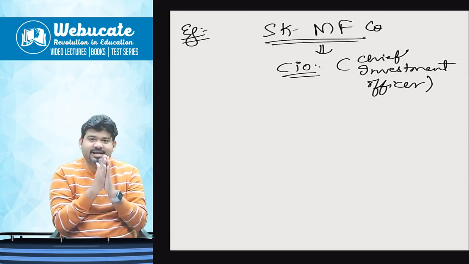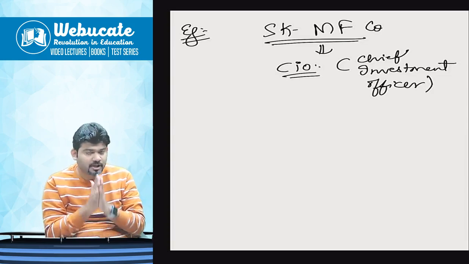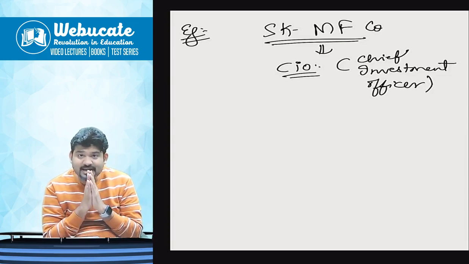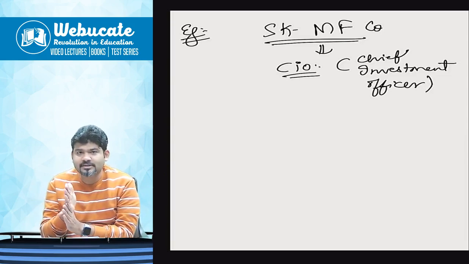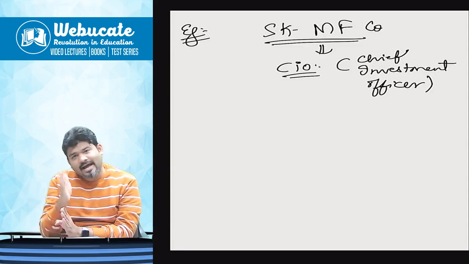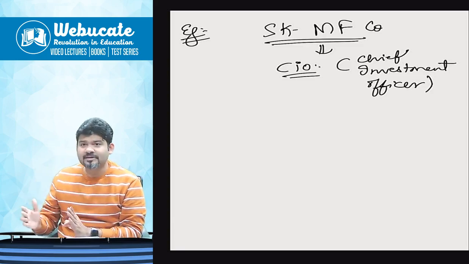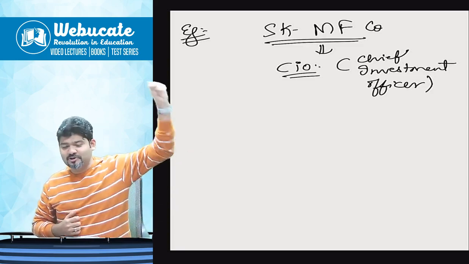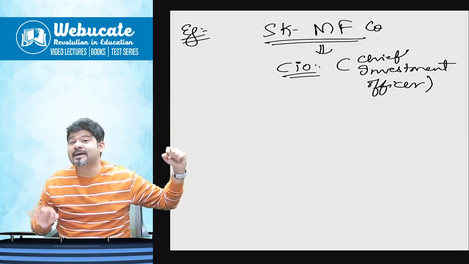The NAV per unit is updated by the mutual fund company at the end of trading session every day. The trading session, 9:15 to 3:30. So at 3:30 the trading session ends, and at 4 p.m. the NAV has to be updated. Do you know who updates the NAV to whom? The CIO of the mutual fund company updates the NAV to the SEBI.